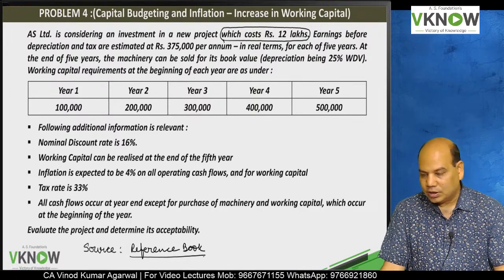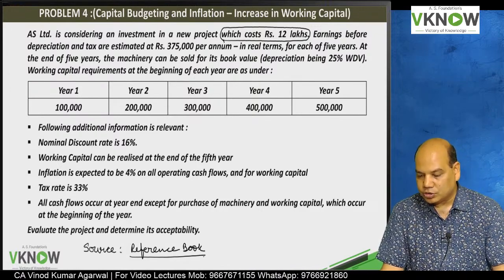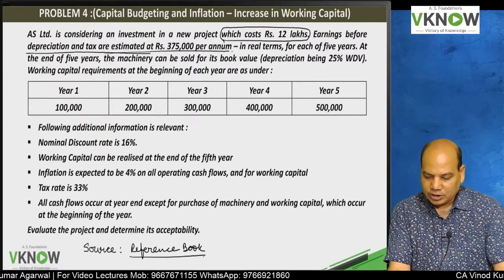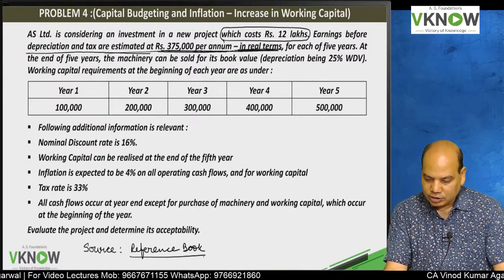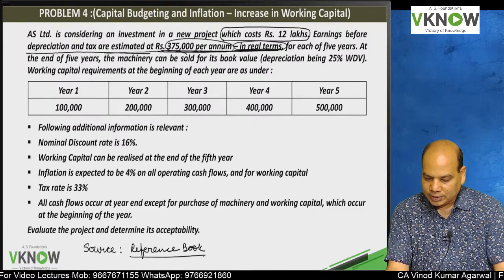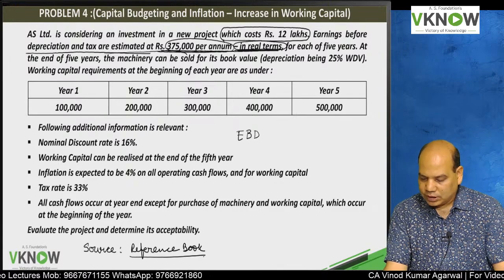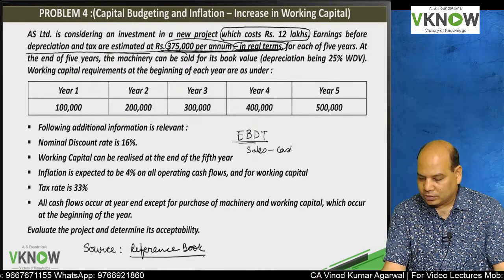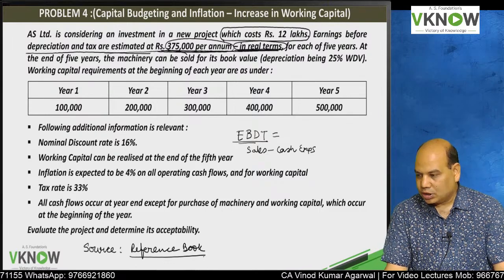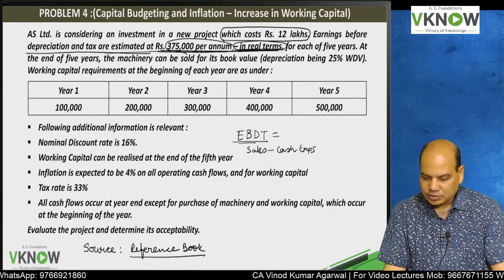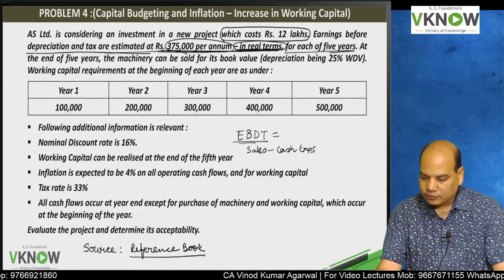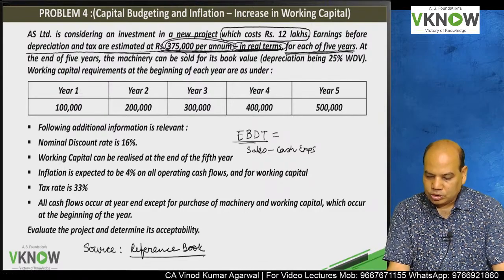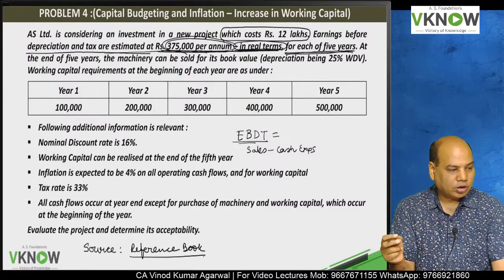Let us revise the question again. AS Limited is considering an investment in a new project which costs rupees 12 lakh. Earning before depreciation and tax are estimated at 3,75,000 in real terms. Very good, underline. This EBDT, earning before depreciation and tax, basically means sales minus cash expense in real terms for each of the 5 years. So this is 375 in real terms. We have to convert into nominal terms because tax calculation will be based on nominal.